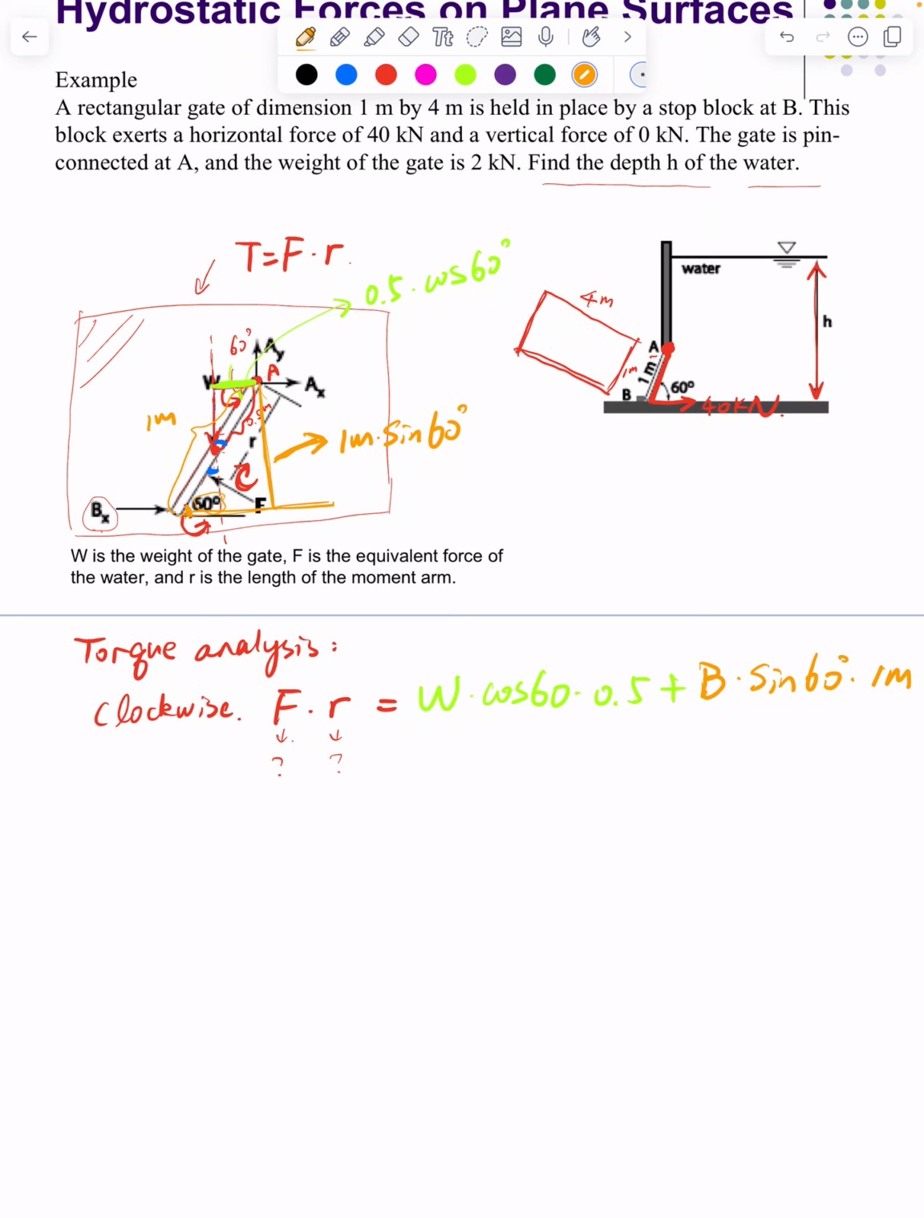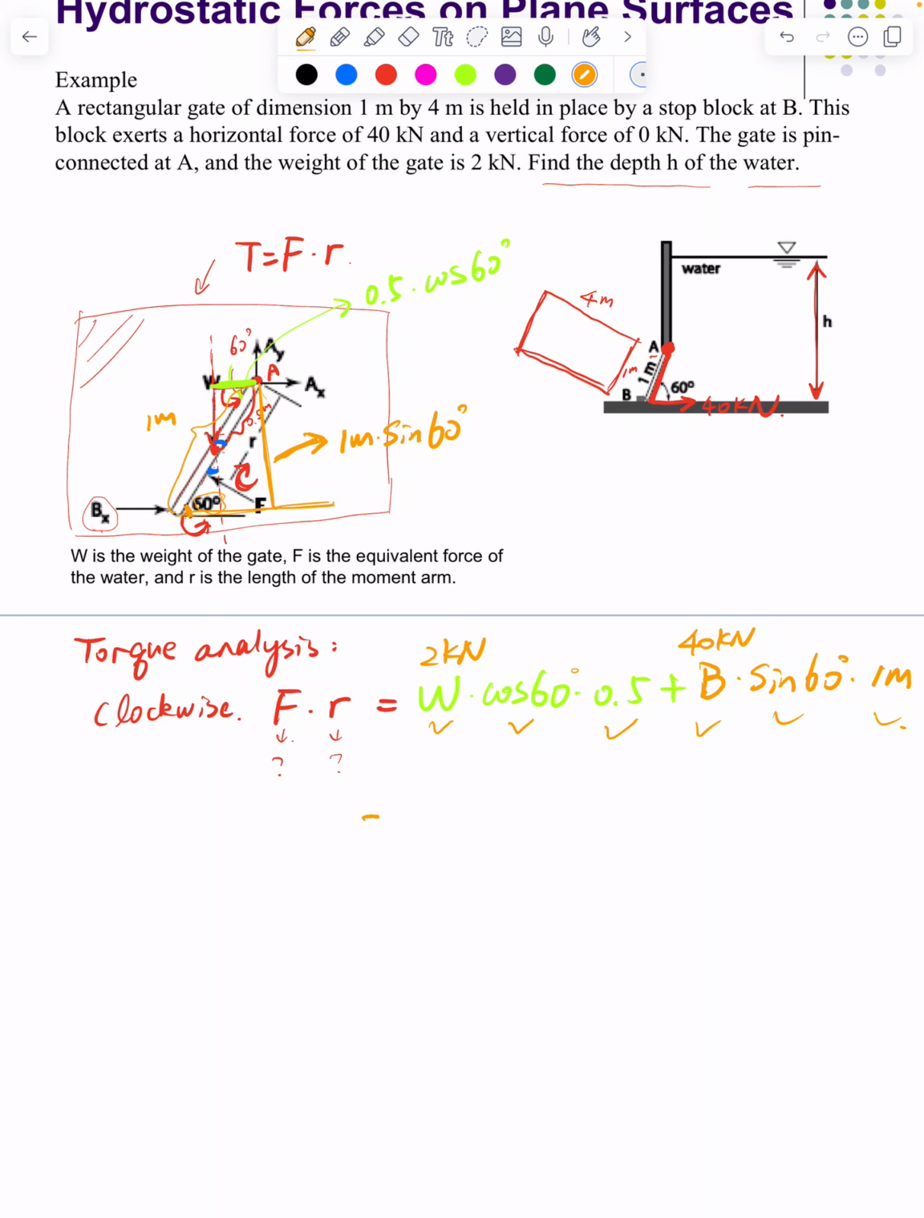Okay, so this is the torque balance. And we know the weight. We know cosine 60 degrees. We know 0.5. We know B. B is also given as 40 kilonewtons, and weight is given as 2 kilonewtons. So everything on the right hand side can be calculated. So let's plug in all the numbers here.